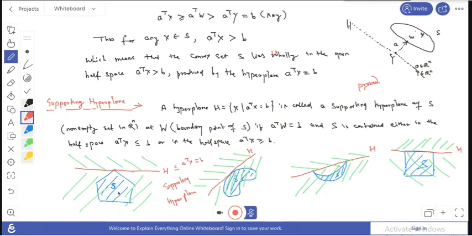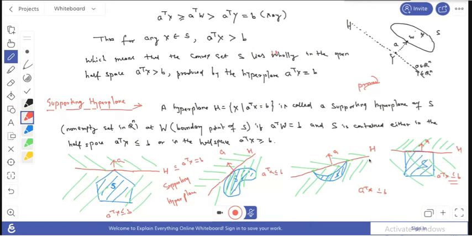And this x lies in one of the half spaces, where A transpose x is less than or equal to B here. Okay, so whichever side you take, A transpose x is less than or equal to B here. Okay, where A is this vector. So these are some examples of supporting hyperplane.